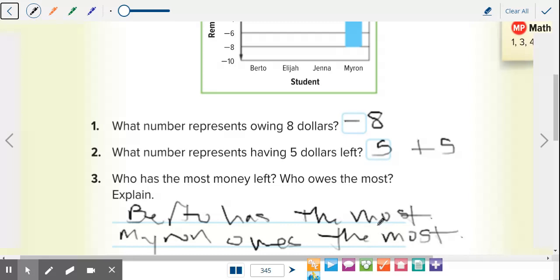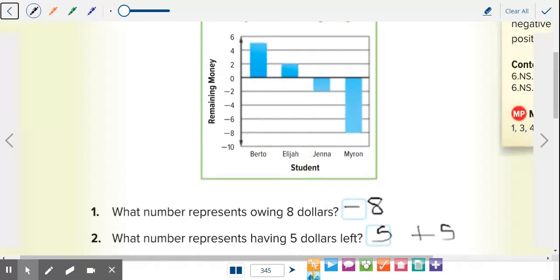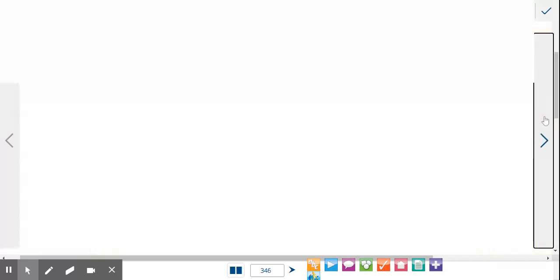Okay, why? Why does Berto have the most left over, and why does Myron owe so much? Why? What can we say? What did Myron do? Why does he owe so much? He used more money. He spent eight extra dollars than what he was supposed to. So he owes more. Now, why does Berto have the most left over? Hunter? He spent the least amount of money. He didn't buy anything. He might have bought something he wanted and then pocketed the $5. Okay, easy as that. That's all you have to do to explain it. All right? So let's jump over to the next page.